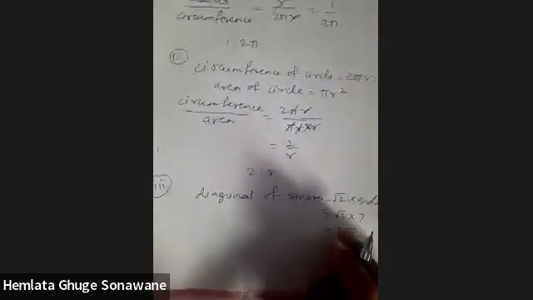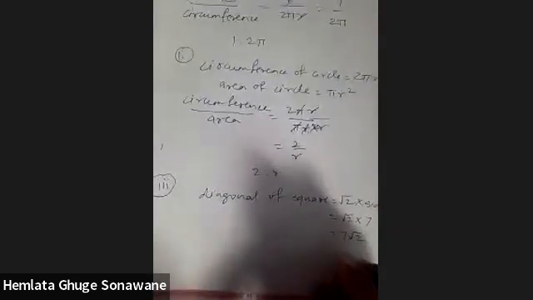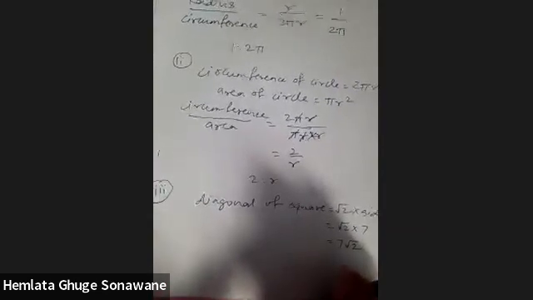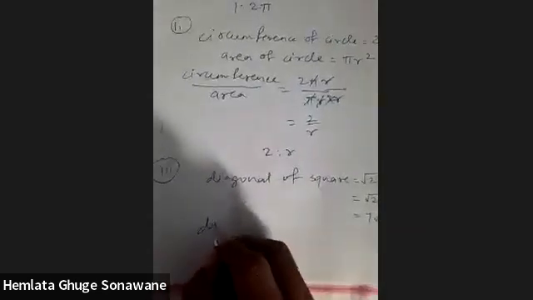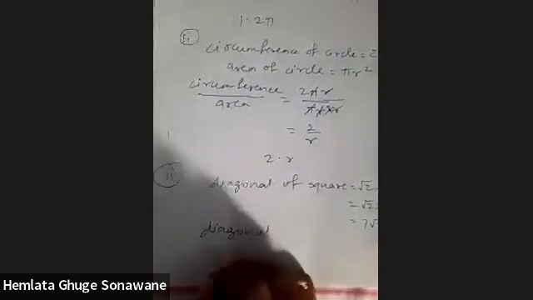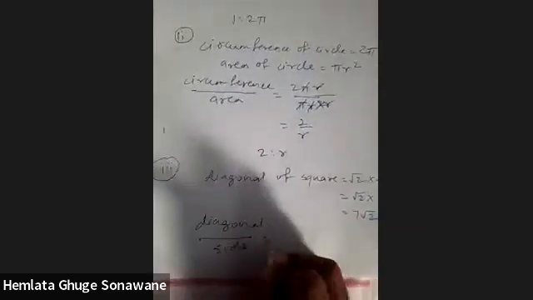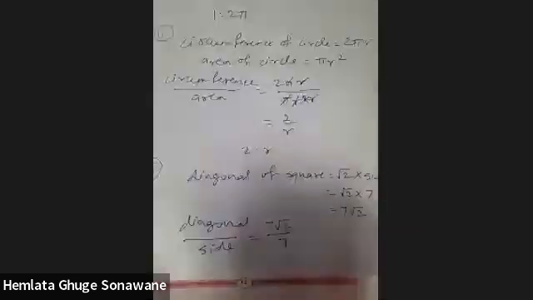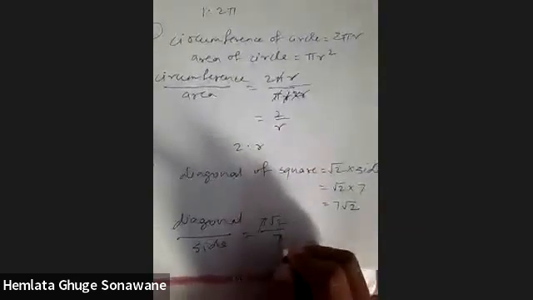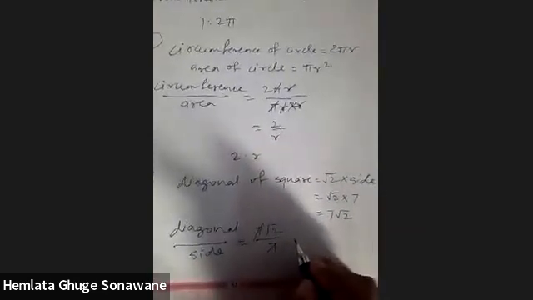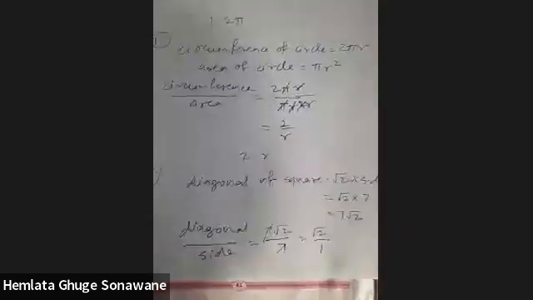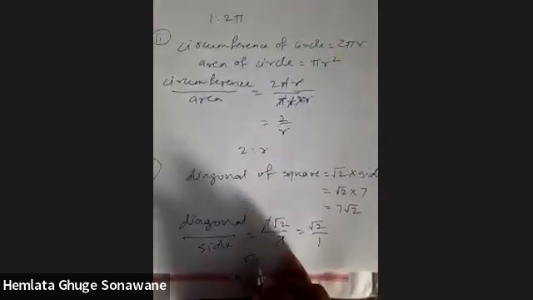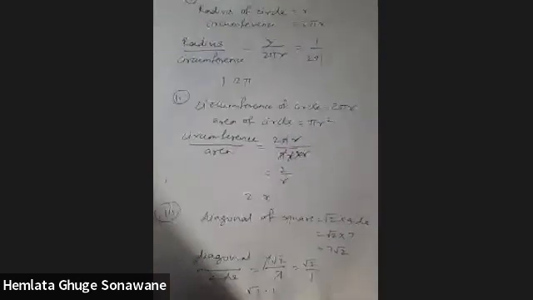Now we have to find out the ratio of diagonal of a square to its side. So we'll write diagonal to its side. Diagonal is 7 under root 2 and side is 7. This 7 gets cancelled. So what is remaining? Under root 2 upon 1. So the ratio will be under root 2 as to 1. This is our answer. Just go through these solutions.